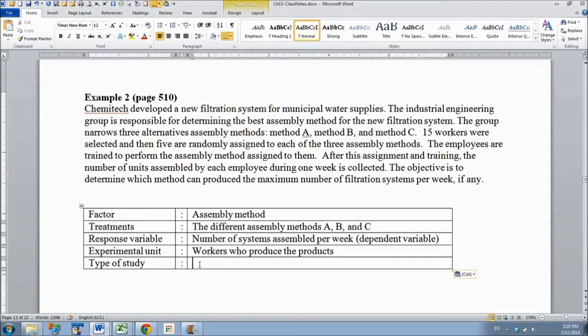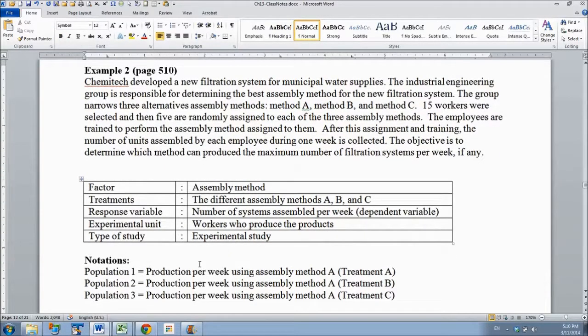The type of study: in this case we are randomly assigning the experimental unit, that is the workers, to each of the three methods of production. Therefore, this is an experimental study. It is not an observational study because we are not observing the workers who are already working in these assembly methods, but we are consciously and specifically randomly choosing workers and assigning them to the different production methods. And therefore, this is an experimental study.